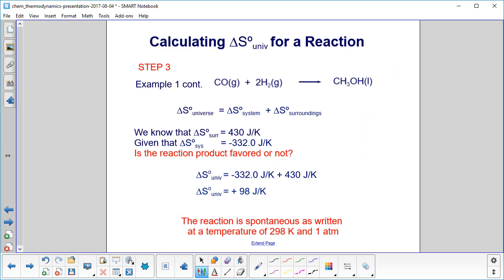Let's wrap this problem up now, and here's the methanol reaction. Here's the equation we've been using, and we found that delta S naught for the surroundings was 430 joules per Kelvin, and that delta S naught for the system is minus 332 joules per Kelvin. Is the reaction product favored or not? We just add those two together, and we come up with a positive number. And if you have a positive entropy change for the universe, that means it is product favored or spontaneous, that's the other word for it, as written at a temperature of 298 Kelvin and 1 atmosphere.